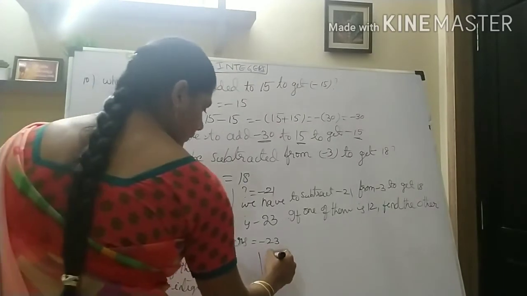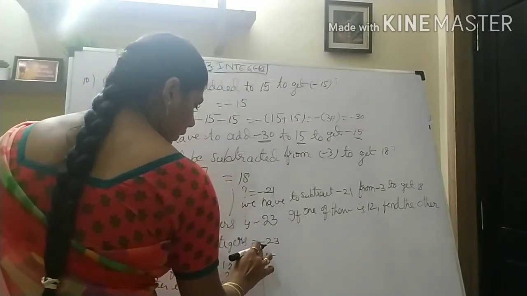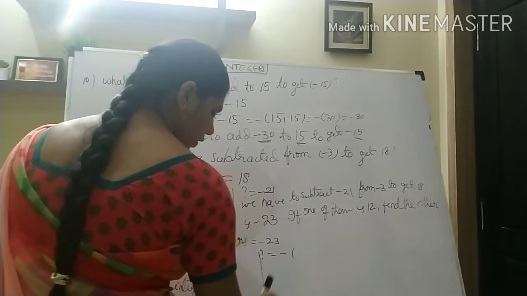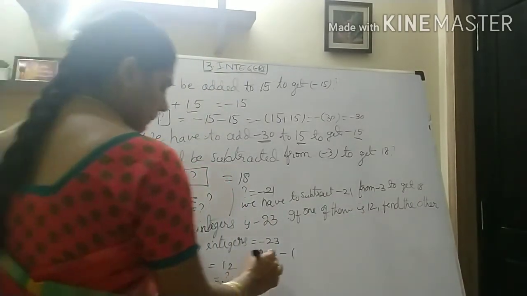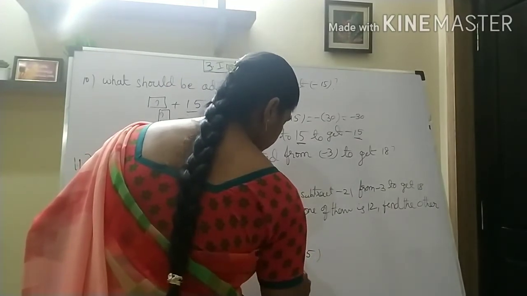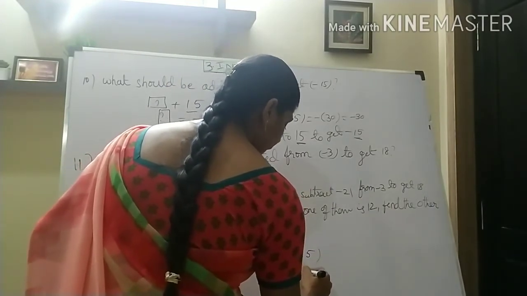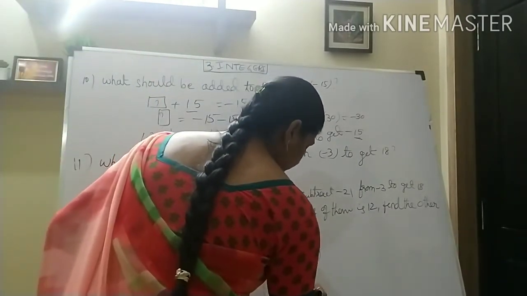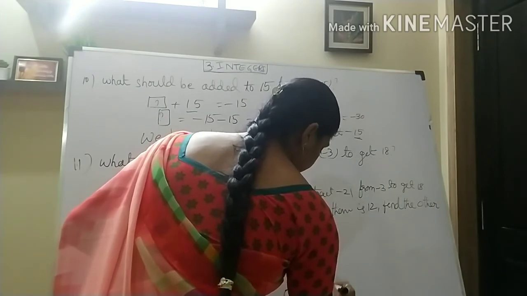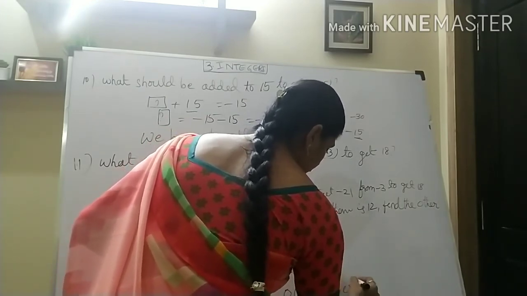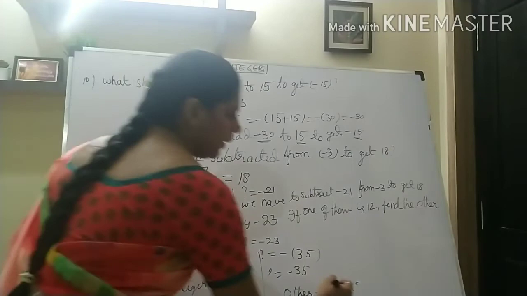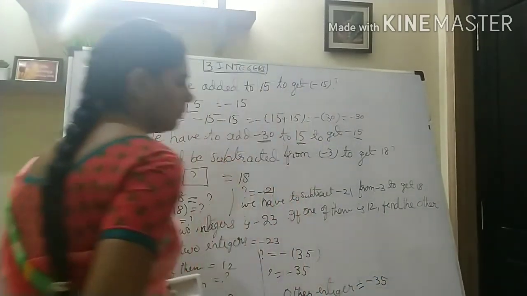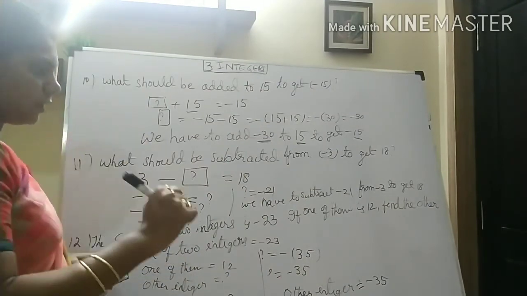Last line. Here the unknown number, question mark. So minus of 23 plus 12. How much here? 35. So applying again minus, minus 35. So the other integer is equal to minus 35. If you want to check this one, you can check this one.